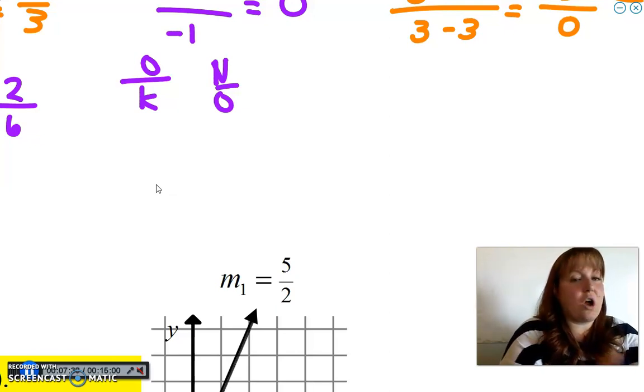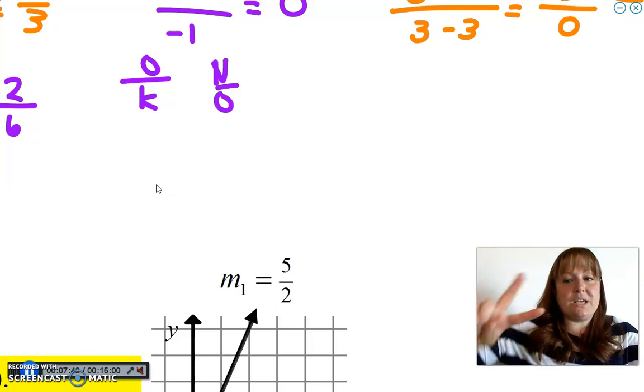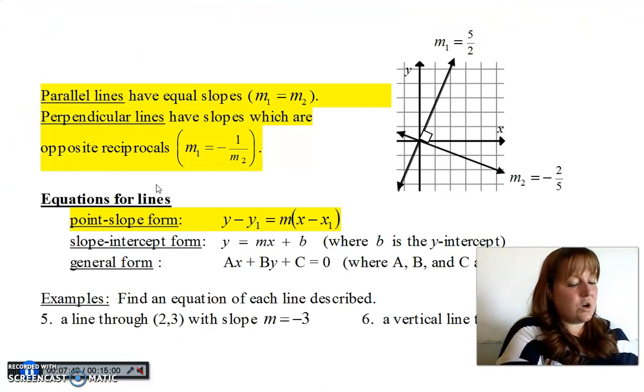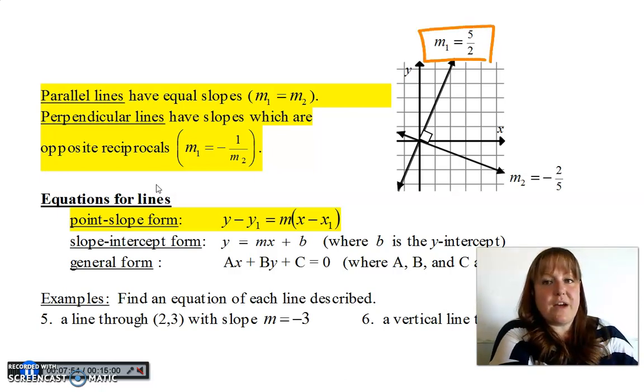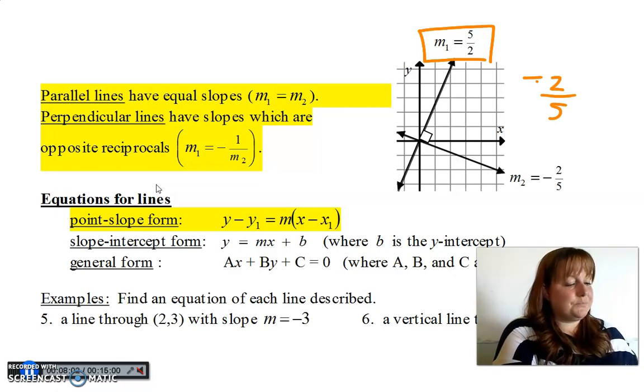Remember, parallel lines have equal slopes, meaning their slopes are the same, and perpendicular lines have slopes that are opposite reciprocals. So opposite reciprocal means we flip it, that's reciprocal, and we change the sign, right? So in this case, we want perpendicular lines, this line has a slope of 5/2. If we want to find the perpendicular line, we flip it, so it becomes 2/5, and we change the sign, so it's negative.